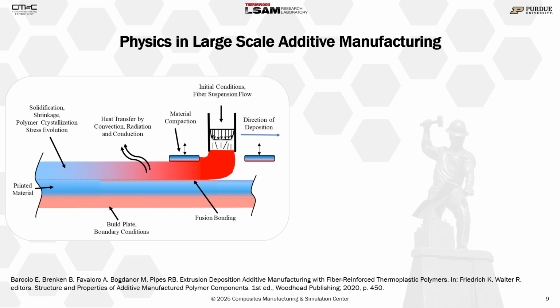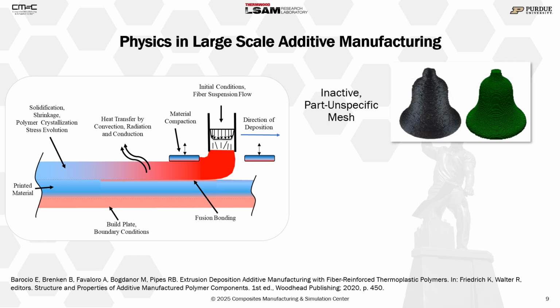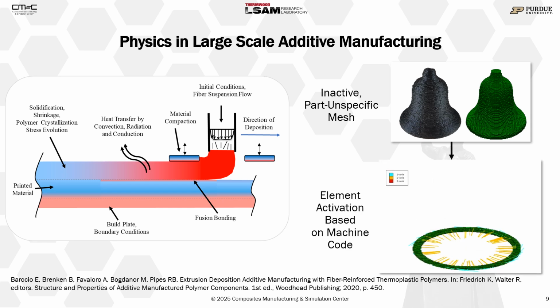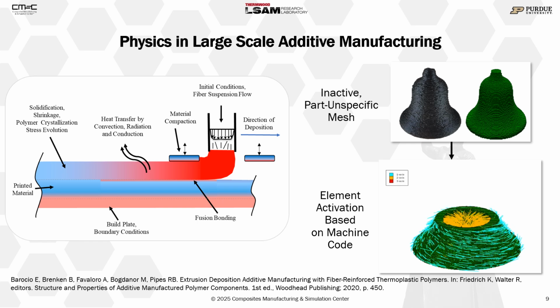Then we incorporate the set of physics that I just walked you through, and we represent the process of depositing material bead by bead by activating elements in a finite element mesh. At the same time, we capture the local orientation of the material within the entire print. So you can see here on the upper right hand side a comparison of the physical print versus the finite element mesh that is automatically generated with Additive 3D.